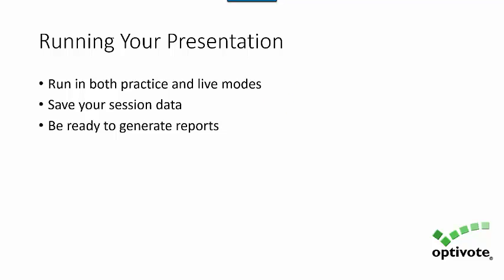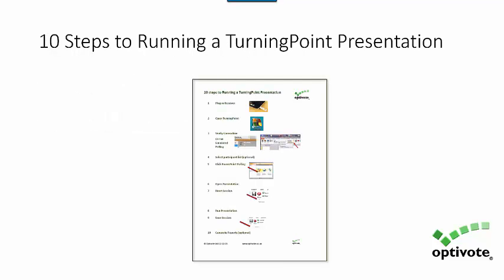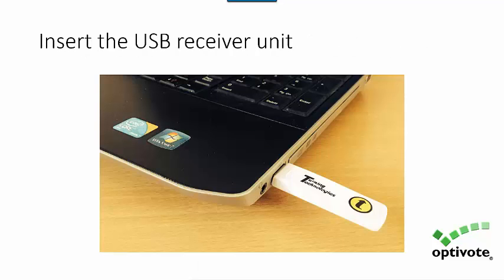reports. If you haven't already done so, please download the 10 steps to running a TurningPoint presentation from the website. This video will follow those 10 steps. Step number 1 is to insert the USB receiver unit.